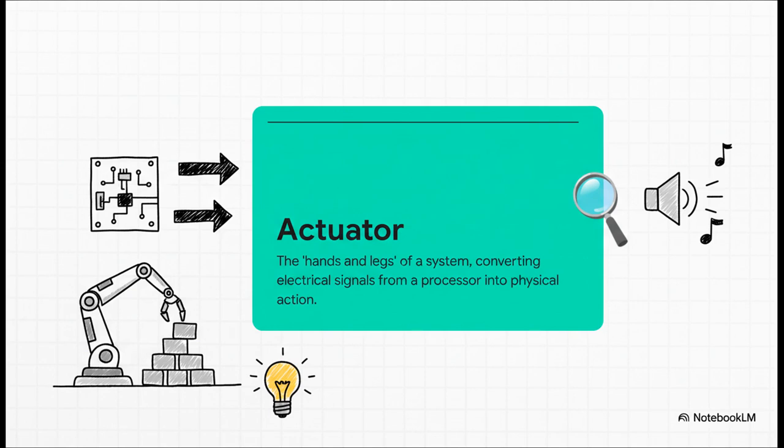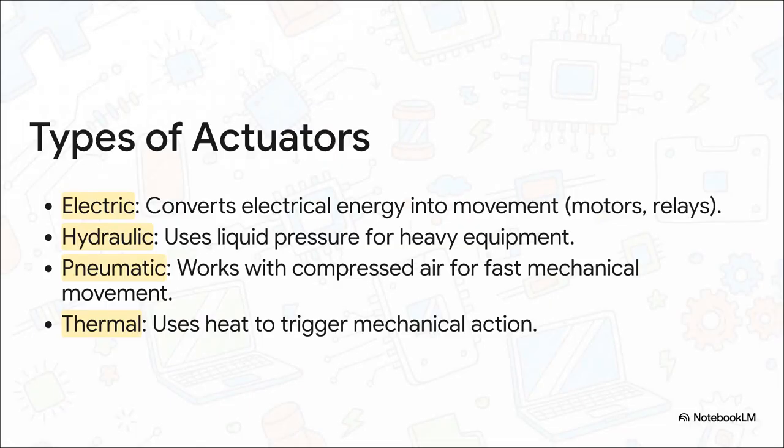Remember, we talked about this earlier. It's the total opposite of a sensor. It takes that final electrical command from the processor and turns it back into a real-world physical action. This is the part that actually makes a motor spin, a light turn on, or your phone vibrate. And actuators come in all shapes and sizes. In the gadgets we use every day, they're usually electric, like that tiny motor that makes your phone buzz. But in bigger machines, you'll find actuators that use liquid pressure, that's hydraulic, or compressed air, which is pneumatic. Some even use heat to trigger an action.